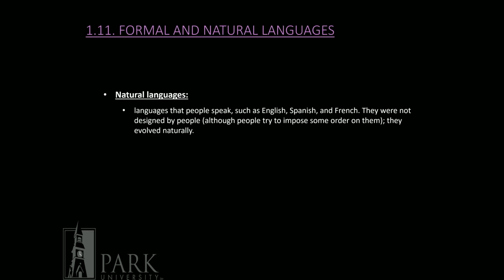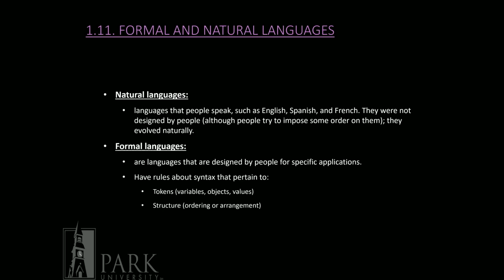To close out Chapter 1, let's talk about the difference between formal and natural languages. Natural languages are the languages that we speak: English, Spanish, French, whatever, right? Formal languages are languages that are designed to be used in a specific application, and they have very specific rules on how they are used and applied. They have rules about syntax, about tokens, which are how you break up the words in the language, and the structure, how they are arranged within your program. And there are some similarities and differences between these two.